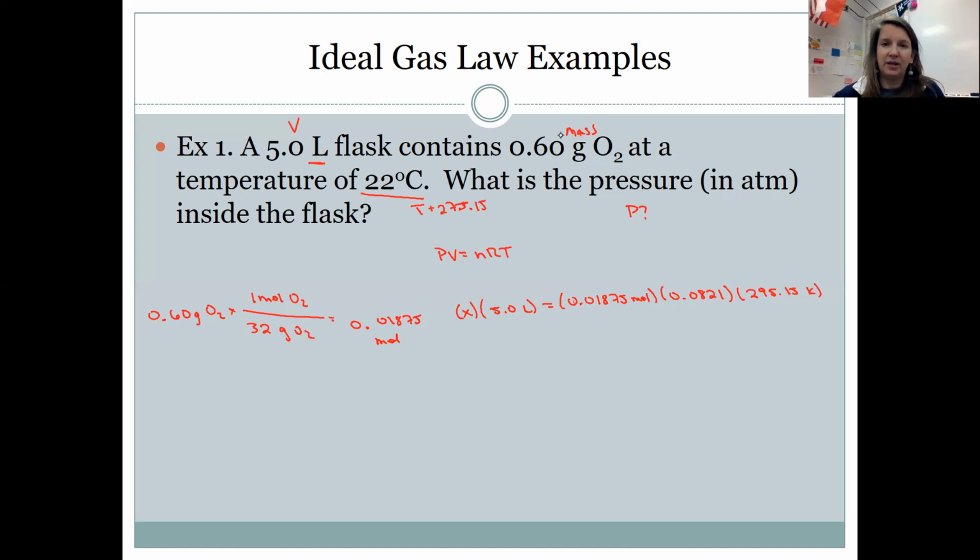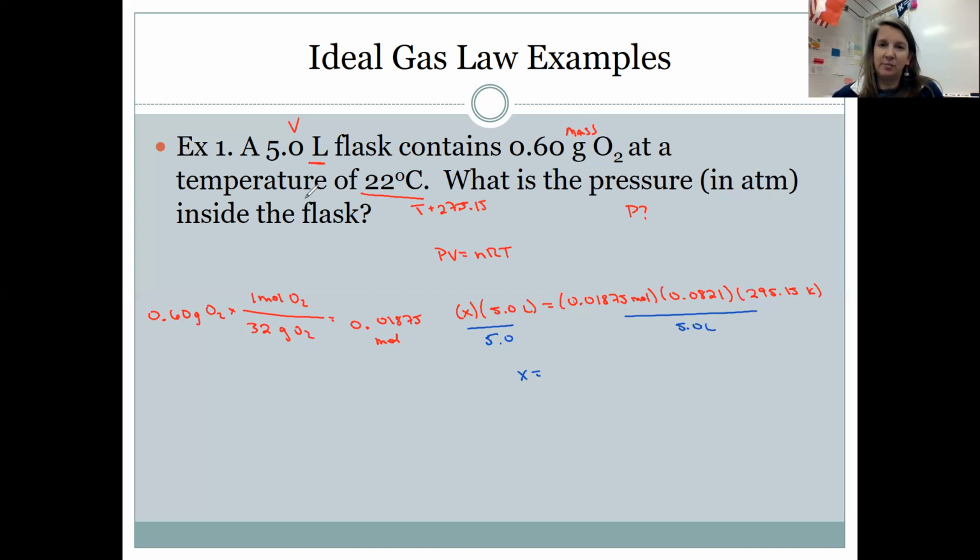So I need to get my X by itself. So how am I going to do that? Well, I'm going to have to divide both sides by 5.0. Okay. And that's going to get me my X, which is pressure. So I'm going to take my moles, 0.01875 times ideal gas law constant times 295.15. I'm going to divide all of that by my volume of 5.